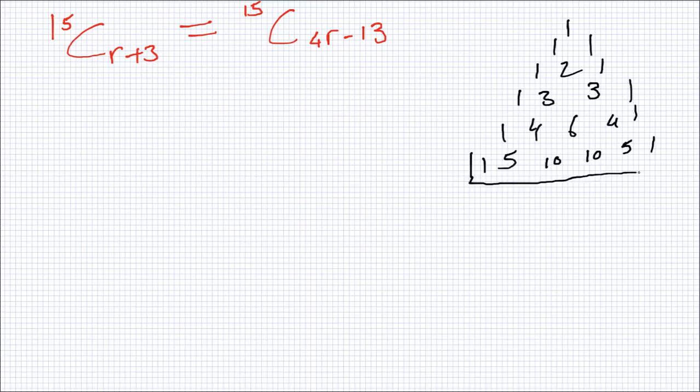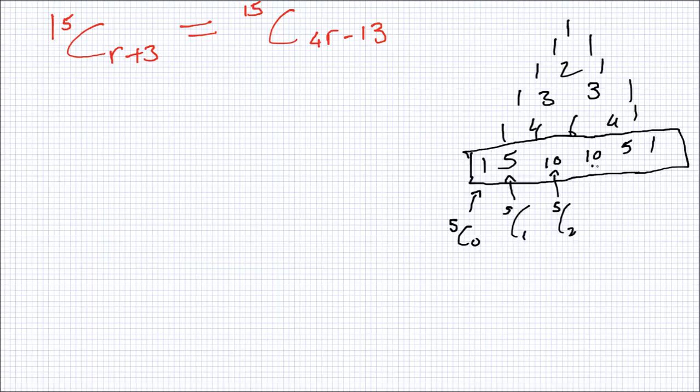So for example, if you want to make row number 5, the fifth row, you would type in 5C0 for that number, 5C1 for that one, 5C2 for that one, 5C3 for that one, 5C4 for that one, and then 5C5 for that one.